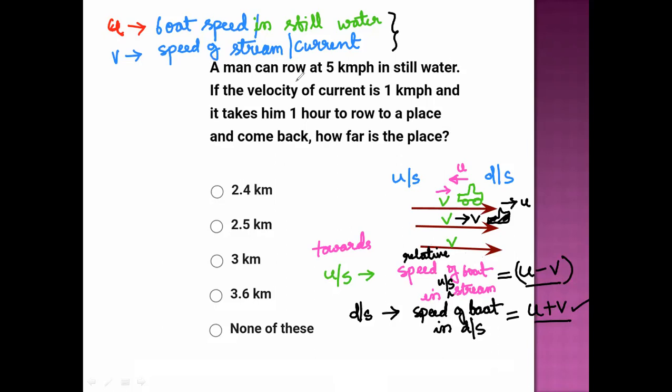In any problem, u is nothing but the speed of the boat in still water. Problems may say that the person can row at 5 kilometers in still water. So instead of boat speed, we can also say this is the person rowing speed in still water.